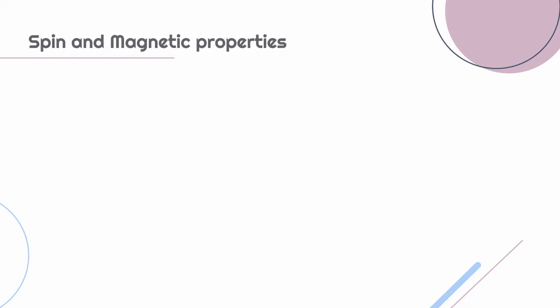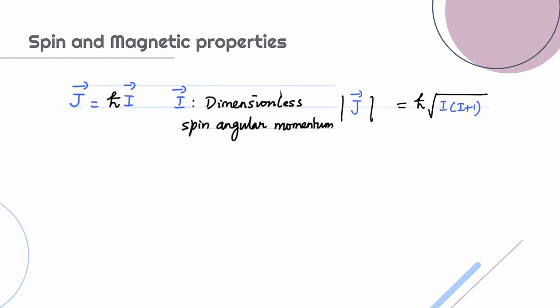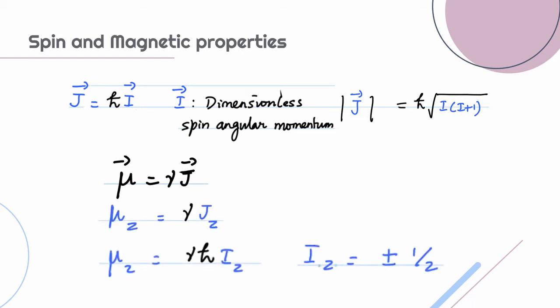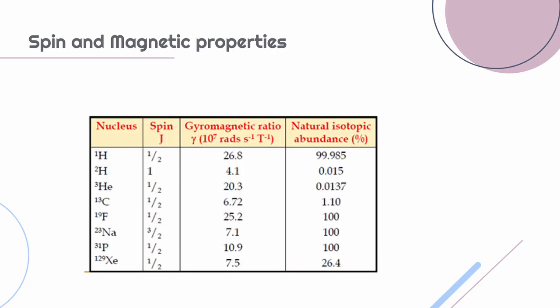The nuclear spin angular momentum J bar is given by h bar times I bar, where I bar is a dimensionless spin angular momentum, and the magnitude of the spin angular momentum is given by h bar times root of I into I plus 1, where I is the spin quantum number. And we know that mu bar equals gamma times J bar. For a spin half system, Iz equals plus or minus half. These are a few examples of nuclei, their spins and their gyromagnetic ratios. The gyromagnetic ratio is given in radians per second per Tesla, and it can also have negative values.